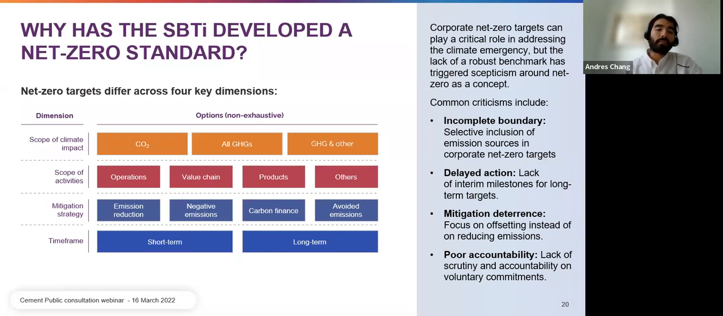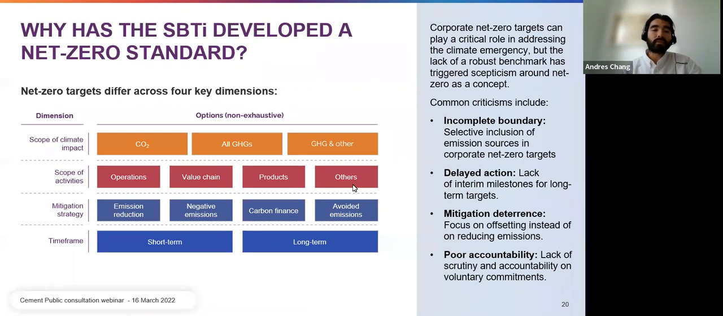Likewise, for net zero and near-term targets, the SBTi has always been focused on emissions reductions within the company's value chain. So scope 1, 2, and 3 emissions reductions, and really keeping a priority on these emissions reductions before we even bring offsets or carbon removals into the picture.